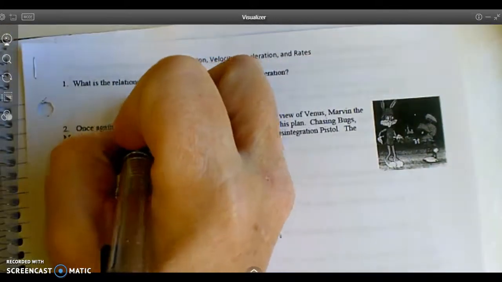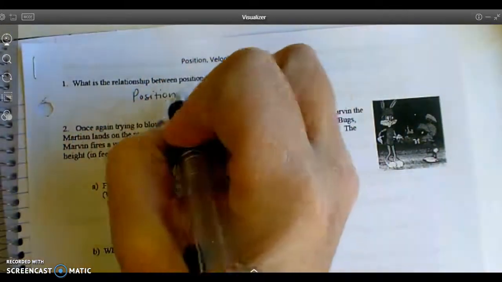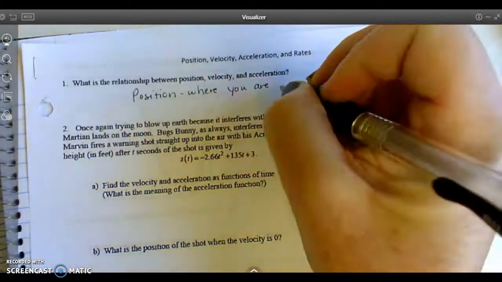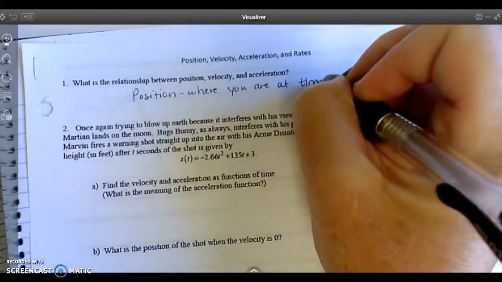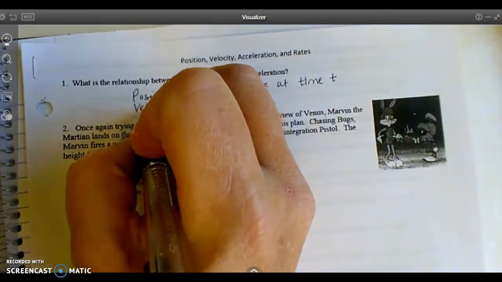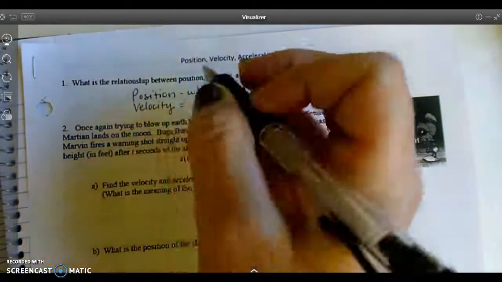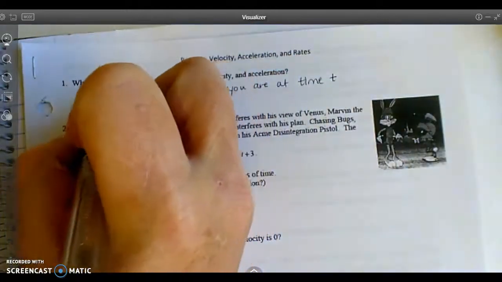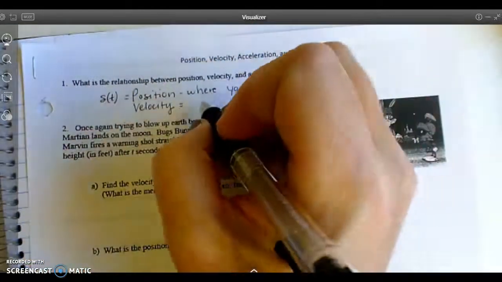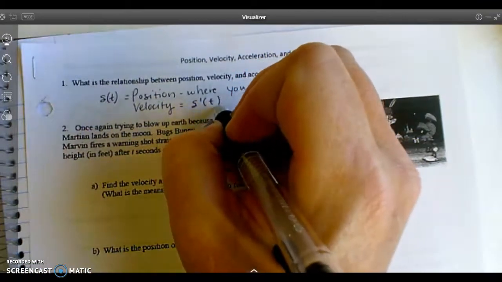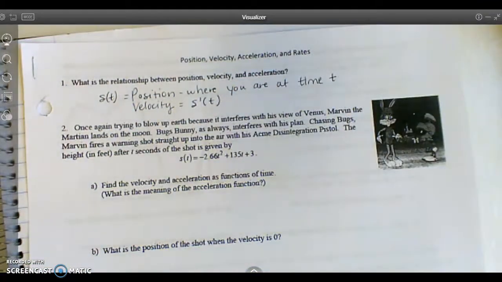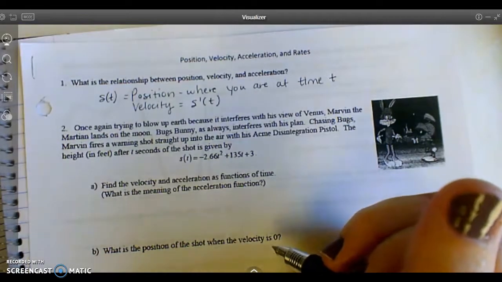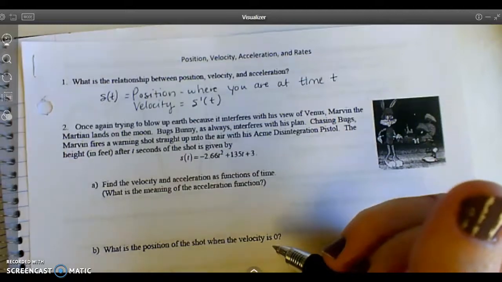Okay, so position is where you are at a certain time. Velocity is the first derivative of position. So if position, sometimes called s of t, we're going to call velocity s prime of t. It's how fast you're going at a certain time, with positives and negatives based on the direction.